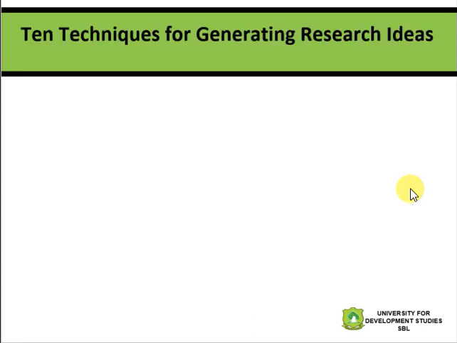The first one, to generate research ideas, the most common thing one can do as a student is to think widely and deeply about the different things you may want to research as part of your term paper or dissertation. This is one common way we do. Sometimes instinctively we do it without even knowing that we are doing it.